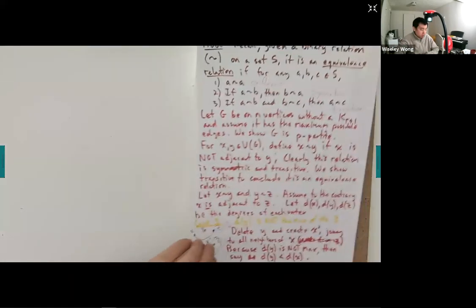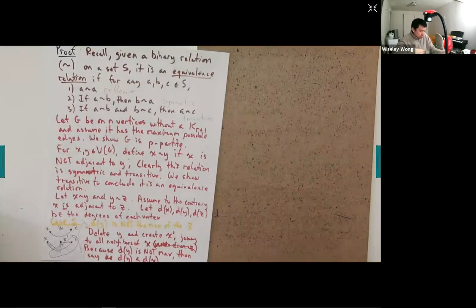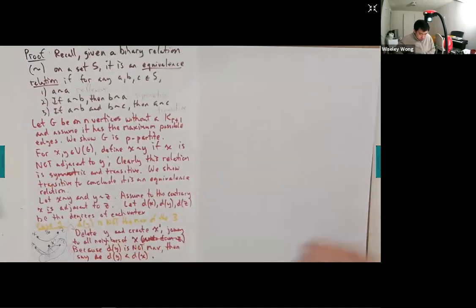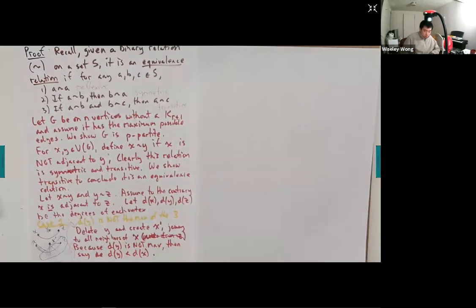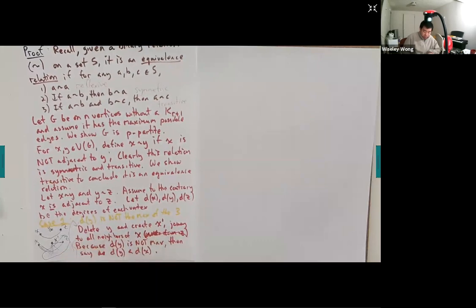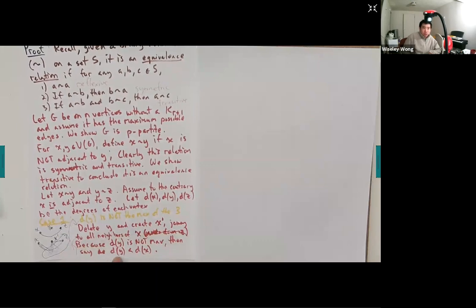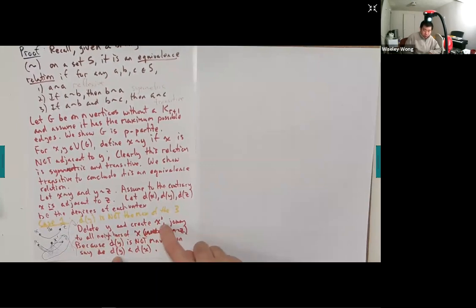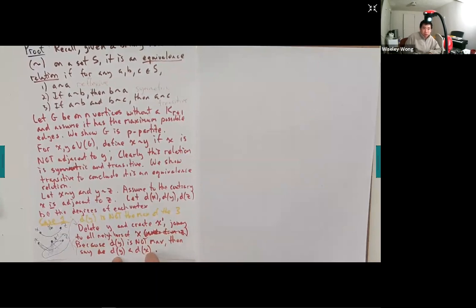And so that's the key thing: it should make sense that I'm replacing y with x prime, and the degree of y was less. So now I'm replacing it with x prime, which is joining to everything that x joins. So it should be clear here that this graph now has more edges.